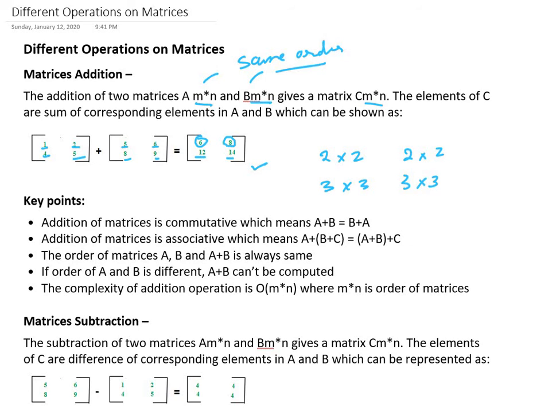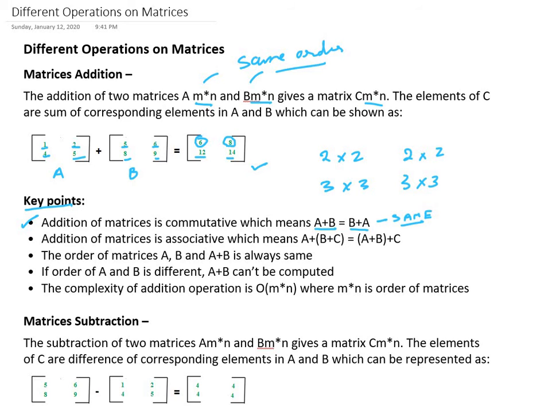Let's look at some important points for matrix addition. The addition of matrices is commutative. What does this mean? Let's say this is matrix A and this is matrix B. If we add A with B, A plus B, or we do B plus A, it results in the same result. It results in the same matrix, right? So this is called the commutative property.